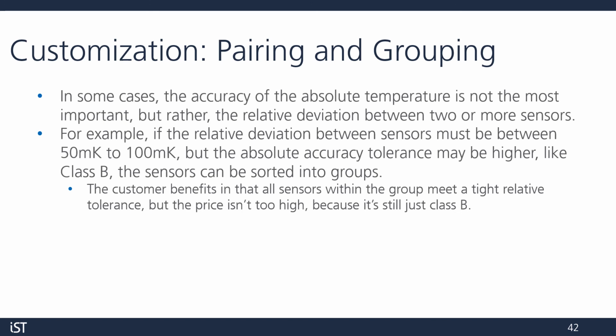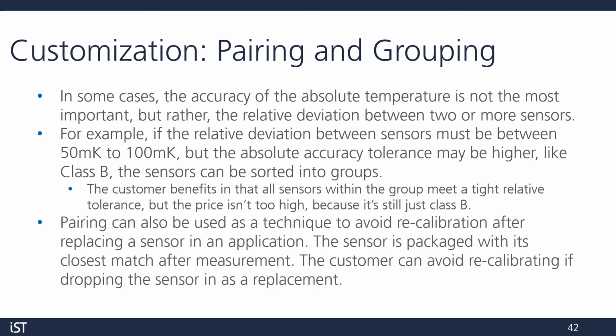The customer benefits in that all sensors within the group meet a tight relative tolerance, but the price isn't too high because the sensor is still Class B. Pairing can also be used as a technique to avoid calibration after replacing a sensor in an application. During the final measurement process, IST can package each sensor with its closest match. Then, the customer can keep it on hand in case they need to swap out the sensor for a new one. They'll get to avoid modifying any settings on their transmitter.